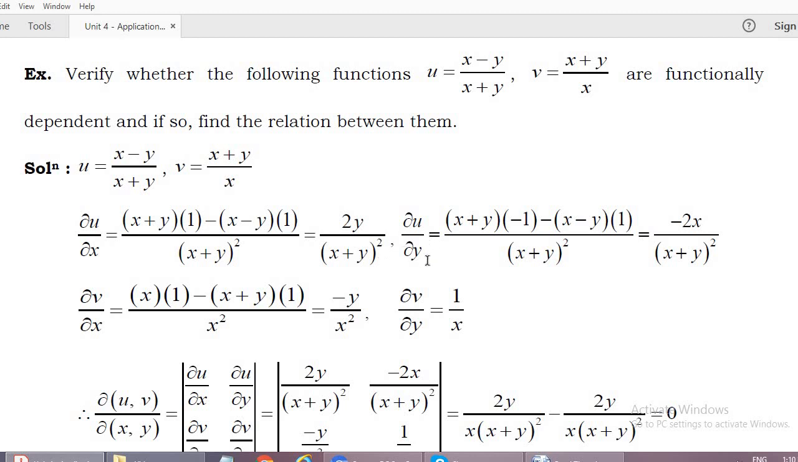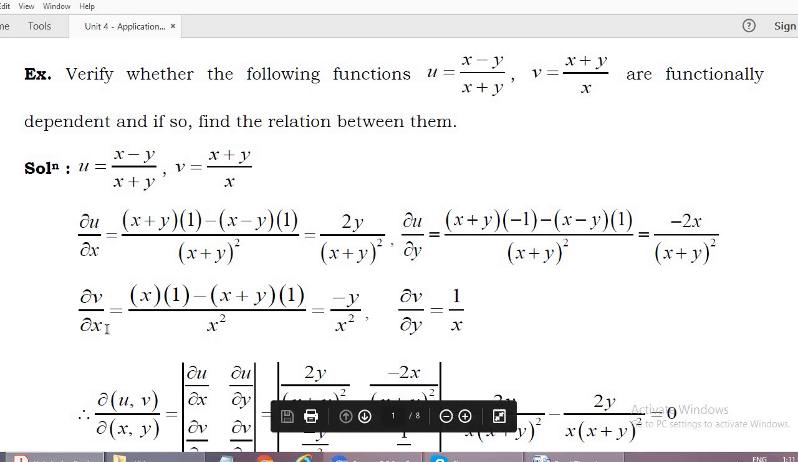Derivative of u partially with respect to y: again x and y are in numerator and denominator both, so quotient rule. In denominator (x plus y) to the power 2, in numerator (x plus y) into derivative of x minus y partially with respect to y, that is minus 1, minus (x minus y) into derivative of x plus y partially with respect to y, that is 1, and we are getting that equal to minus 2x upon (x plus y) to the power 2.